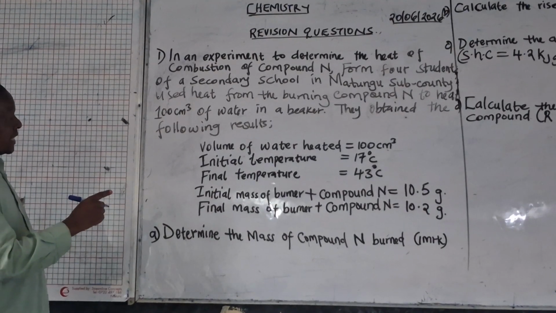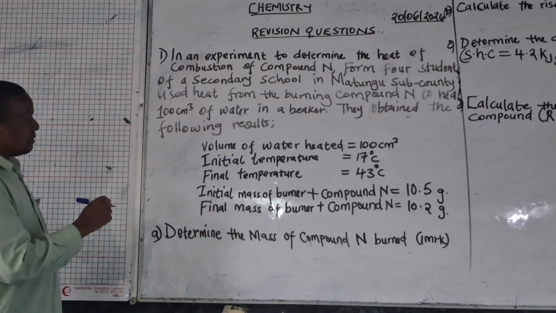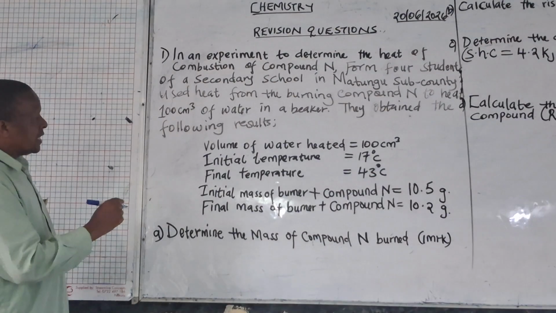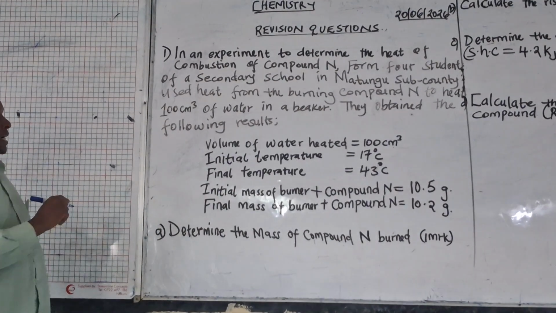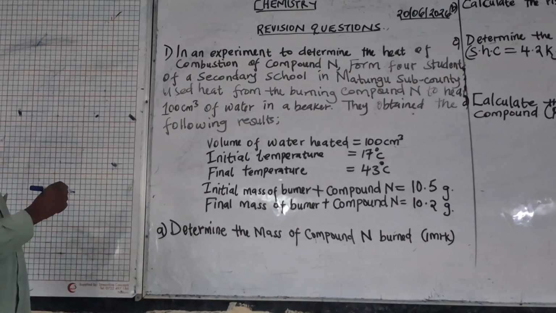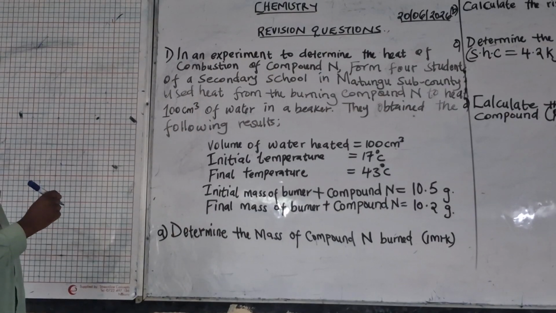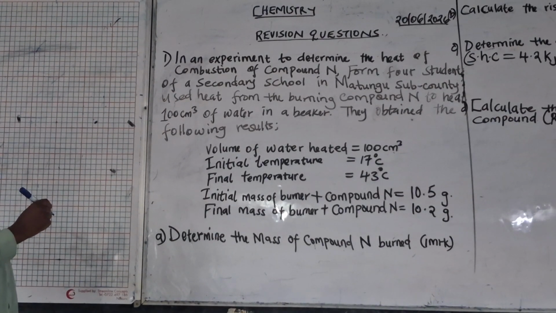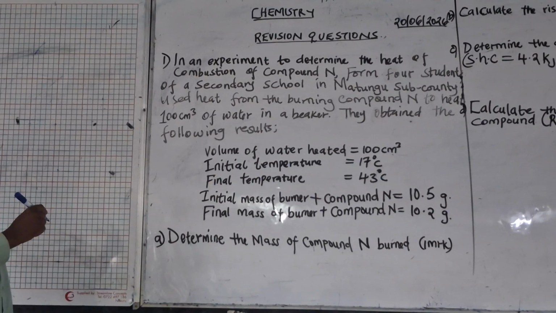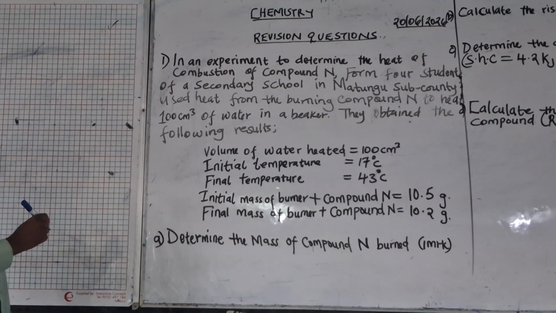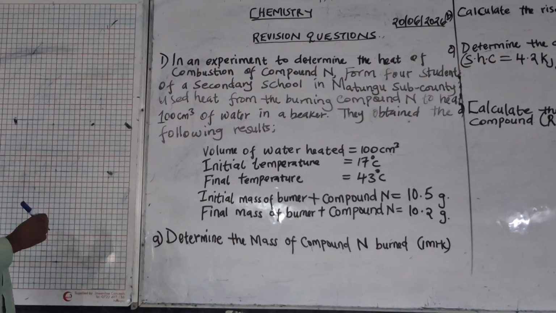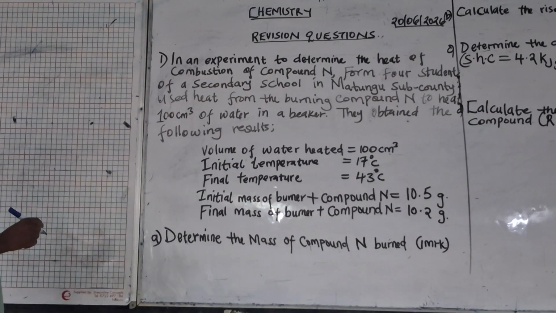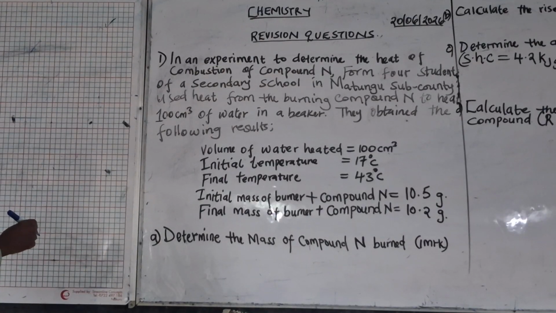The volume of water heated is 100 cubic centimeters, initial temperature 17 degrees Celsius, final temperature 23 degrees Celsius, initial mass of the burner plus compound N is 10.5 grams, and final mass of the burner plus compound N is 10.2 grams. Part A of the question: determine the mass of compound N burned.